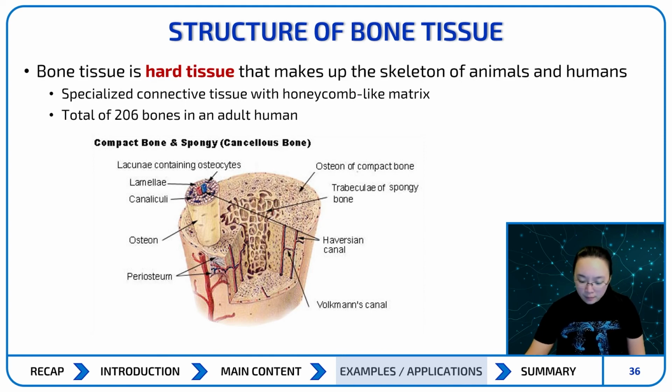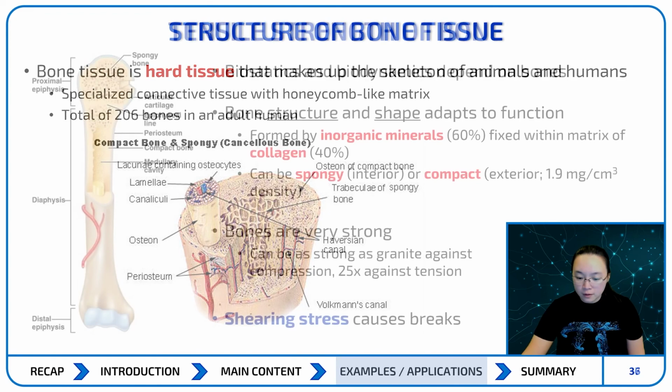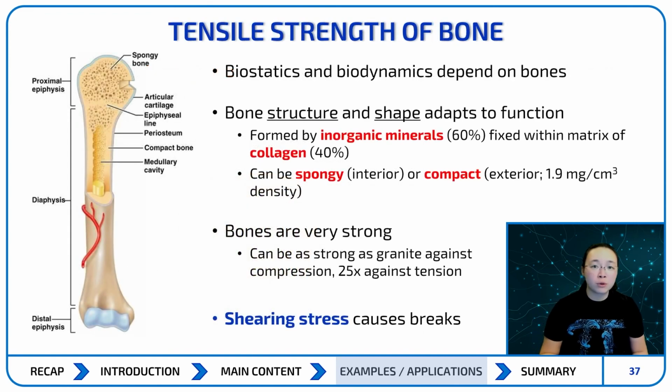So we are just going to focus on bones in general. I don't want to go into details about the different types of bones, but in general, I want to talk about the tensile strength of a bone. Biostatics and biodynamics really do depend on bones, because bones are the levers of your body. For your bone, the structure and shape is going to adapt to its specific function.